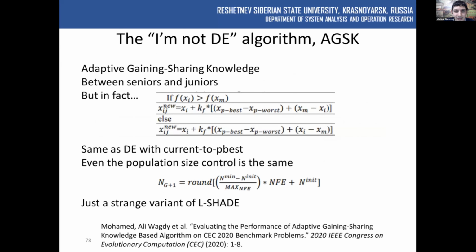How did this work? There are other cases where some authors try to create new algorithms which are not differential evolution, but in fact, if you look closely, like this AGSK, Adaptive Gaining Sharing Knowledge algorithm, has some ideas about juniors and seniors exchanging knowledge, but in fact, it is the same current-to-best mutation strategy. It even has the same population size control. So it is just a variant of L-SHADE. And well, in my opinion, this is not very good science.